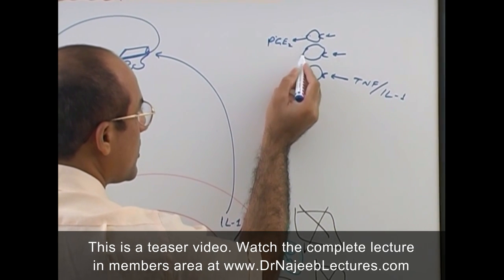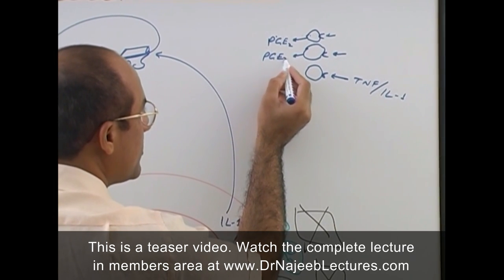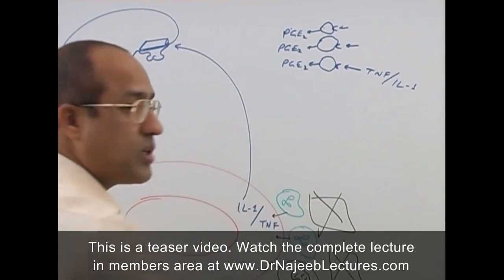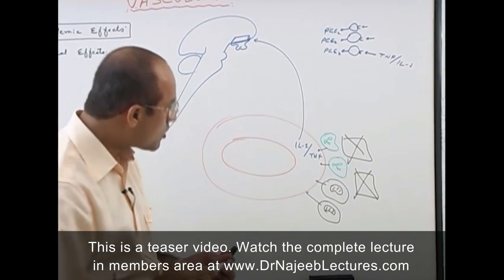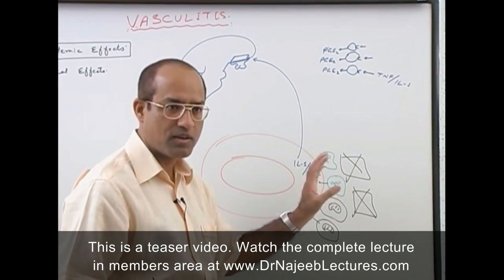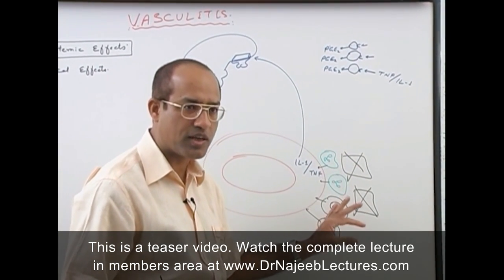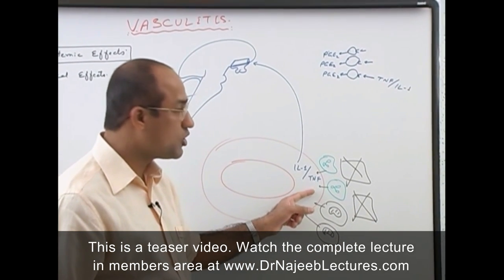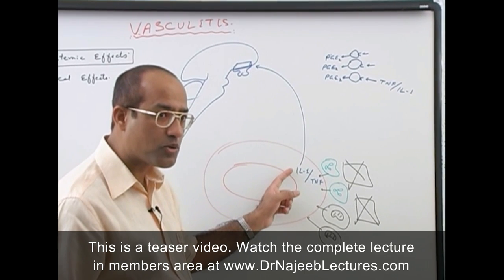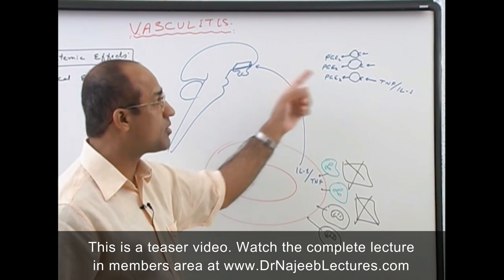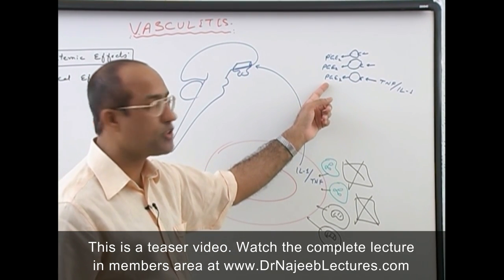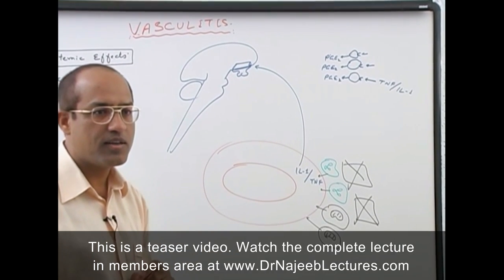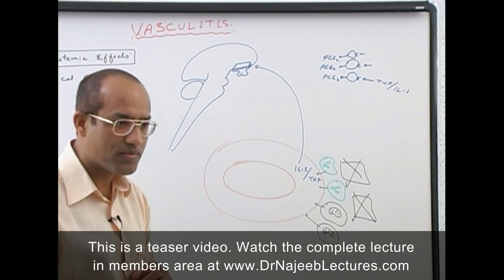PGE2. What is this? Prostaglandin? Yes, E2. So prostaglandin E2 during inflammation is produced not only at the site of inflammation, of course prostaglandin is produced at the site of inflammation, but also cytokines released from the inflammatory zone go to the hypothalamus and produce local PGE2 within the hypothalamus. And this PGE2 stimulates the thermoregulatory center, right?